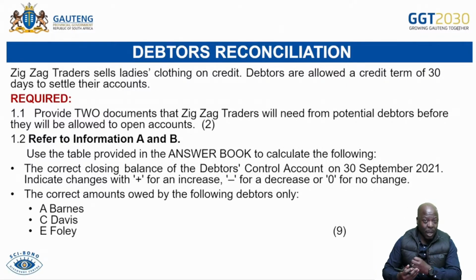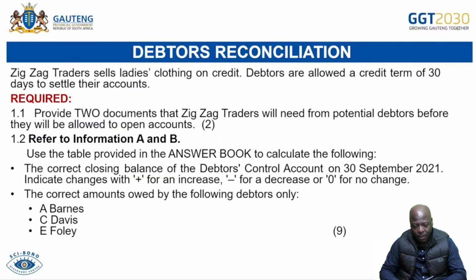So what are we talking about? Number one, we can talk about your identity document. We can talk about your proof of income, your proof of residence as well, your bank statement, and maybe your credit history, such as your references. That is one of the things that can be required before we can open an account for potential debtors.